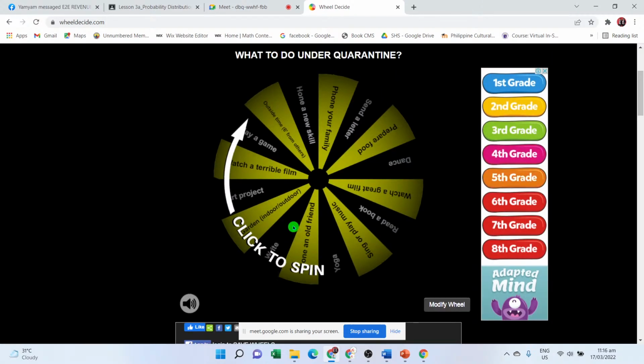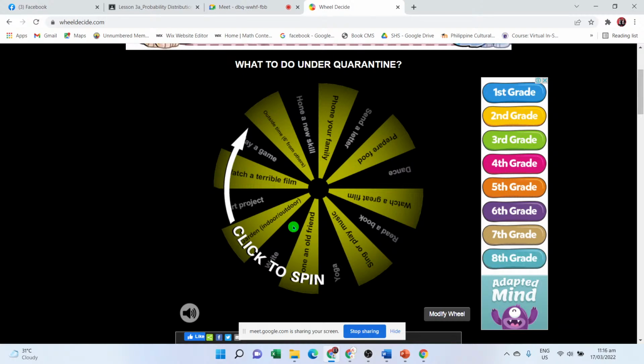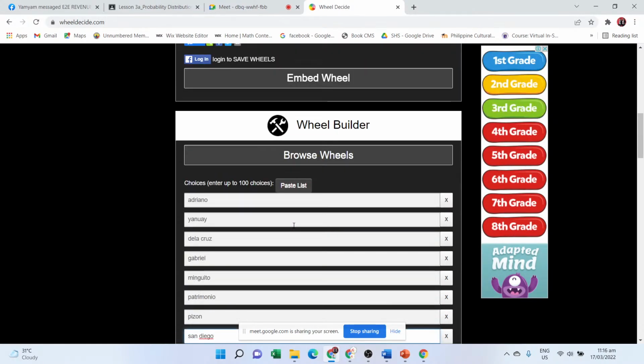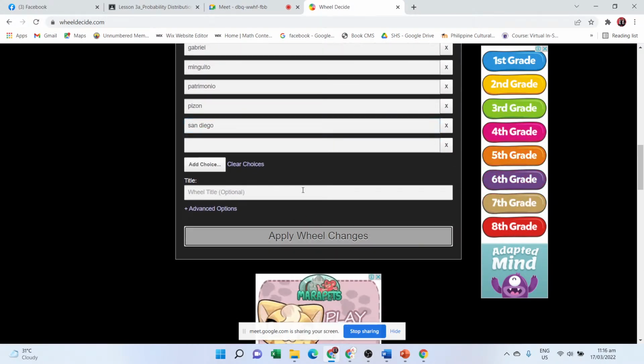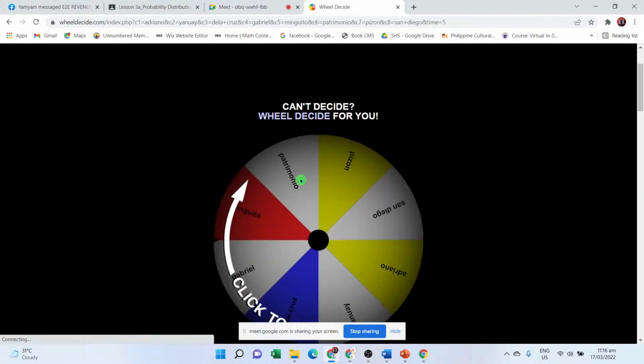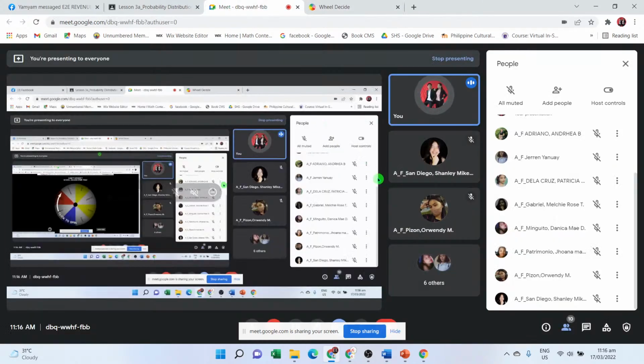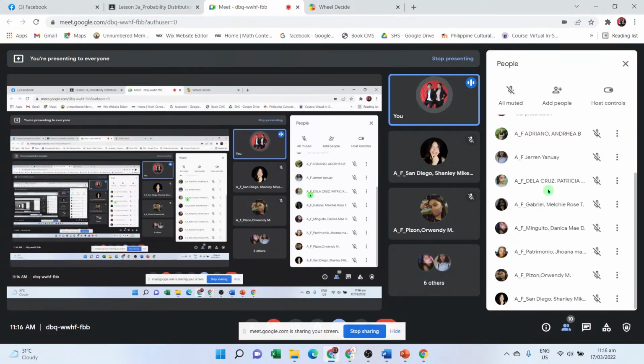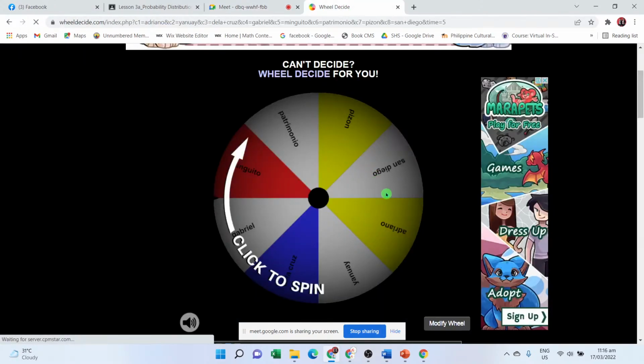Okay. Ready na ba kayo? Ba't ganun? Apply. Yun. Hindi ko pa pala ina-apply. Yun. Meron ba akong hindi nakuha? Kompleto ba yan? Adriano, Yanway de la Cruz, Gabriel, Mingito, Patrimonio, Pizon, San Diego. Okay. Ready na. Tatlo lang.